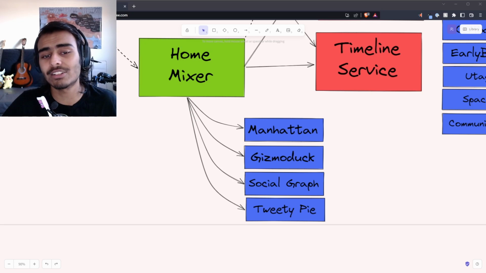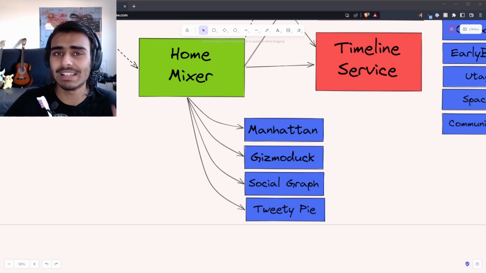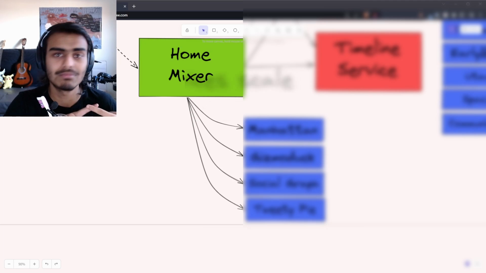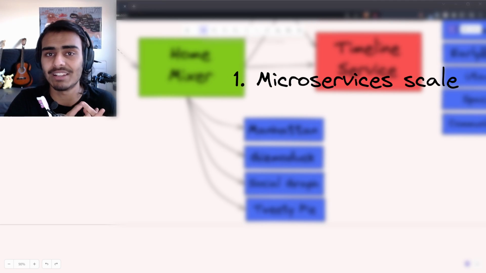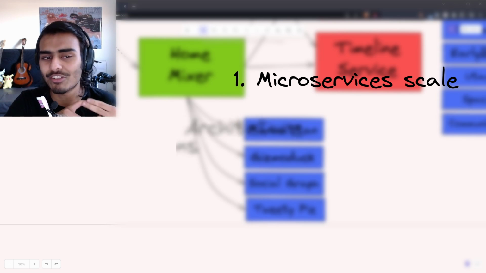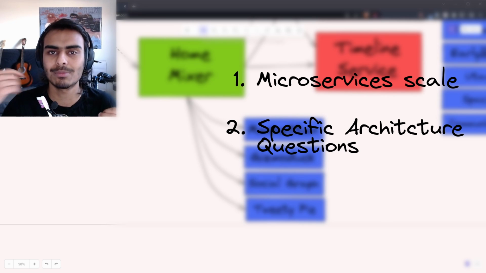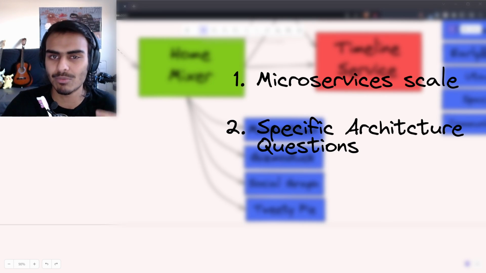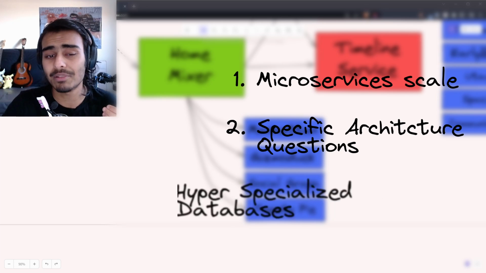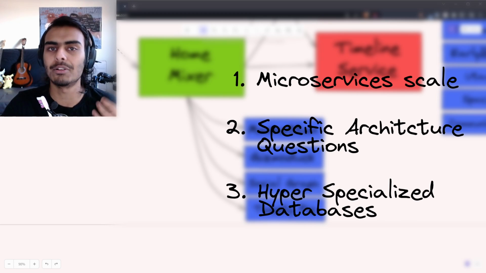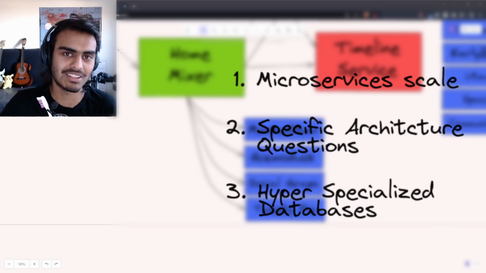Now, again, this is a topic I'll dive a lot more into in a dedicated video. But those are really the 3 learnings that I have out of this. First one, microservices are inevitable at large scale, and you really will end up needing them. Second, software architecture is not something that you can just draw on a diagram. You have to ask specific questions and get specific responses. And the third, hyper specialized databases are how you achieve scale, not SQL.